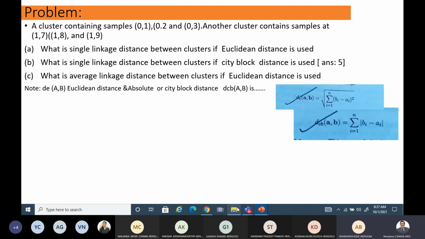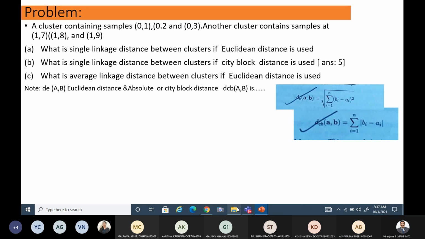A cluster containing samples 0.1, 0.2 and 0.3. Another cluster contains samples at 1.7, 1.8 and 1.9. What is the single linkage distance between clusters if Euclidean distance is used? If city block distance is used? And what is the average linkage distance between clusters if Euclidean distance is used?